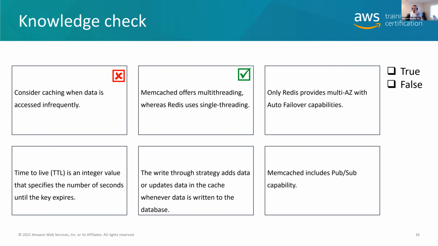All right, only Redis provides multi-AZ with auto failover capability. Remember that for whatever reason, memcache is typically associated with a single availability zone. It doesn't necessarily have multi-AZ with failover capability. So that's true.